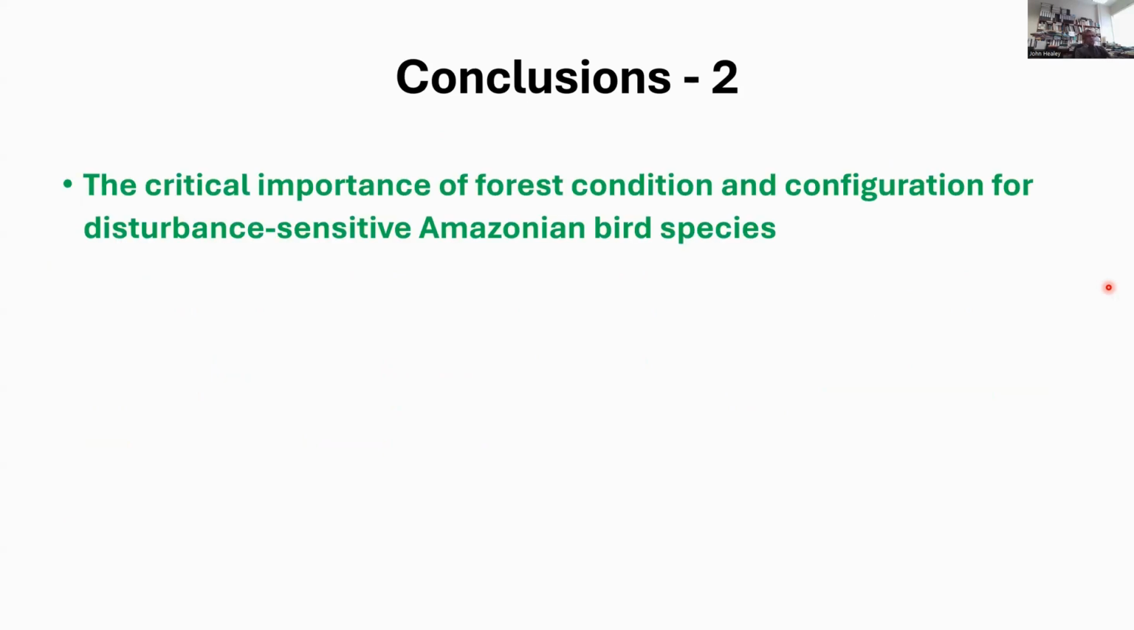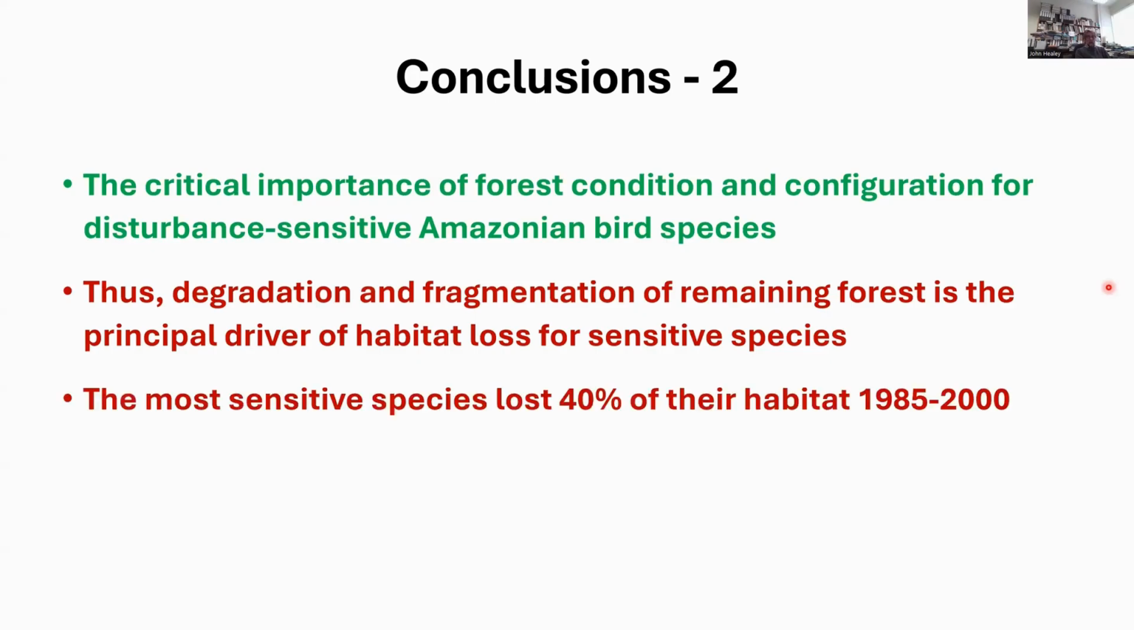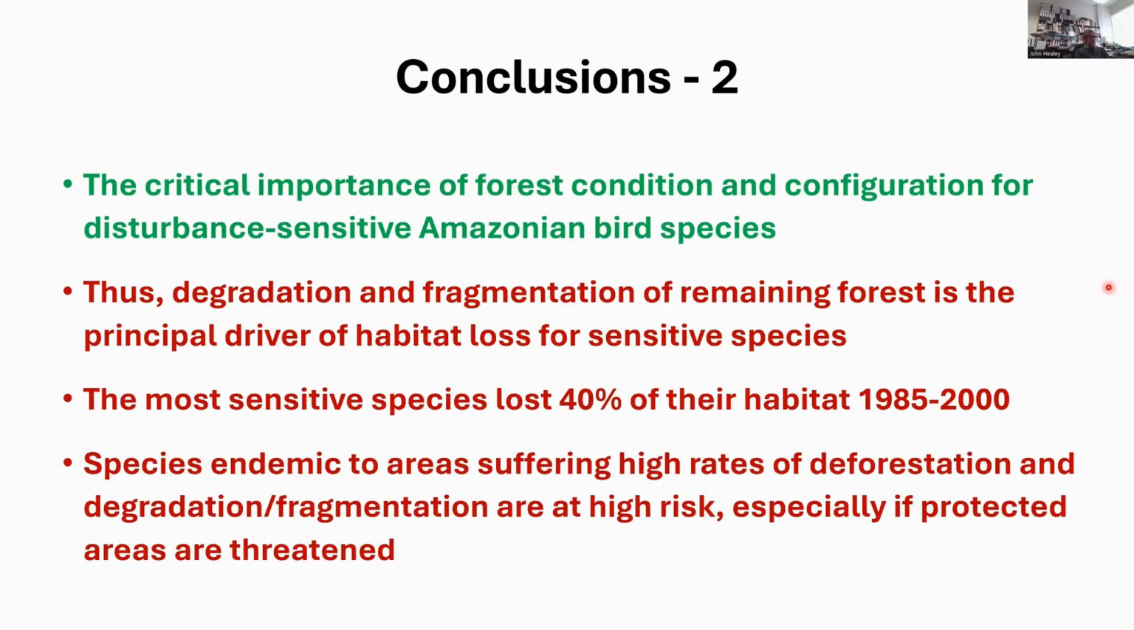And the final set of conclusions is the critical importance of forest condition and configuration for disturbance-sensitive Amazonian bird species: degradation, fragmentation, and so on. They are the principal drivers of habitat loss for the most sensitive species, and they have lost across the Amazon 40% of their habitat during this 35-year period. And species endemic to parts of the Amazon suffering high rates of deforestation and degradation are at especially high risk. That will be even more acute if these protected areas are threatened by lack of appropriate governance. And there we are.